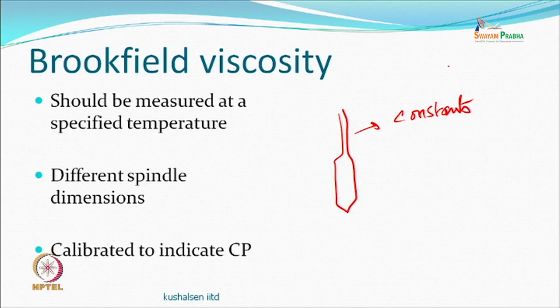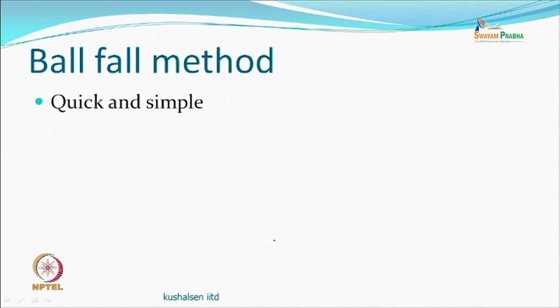It is calibrated to measure centipoise, the viscosity. So you can measure the viscosity of the print. But that also means that you have to have a Brookfield viscometer wherever somebody is doing a printing. But most of the people may not have this viscometer. So there is another thing called a ball fall.